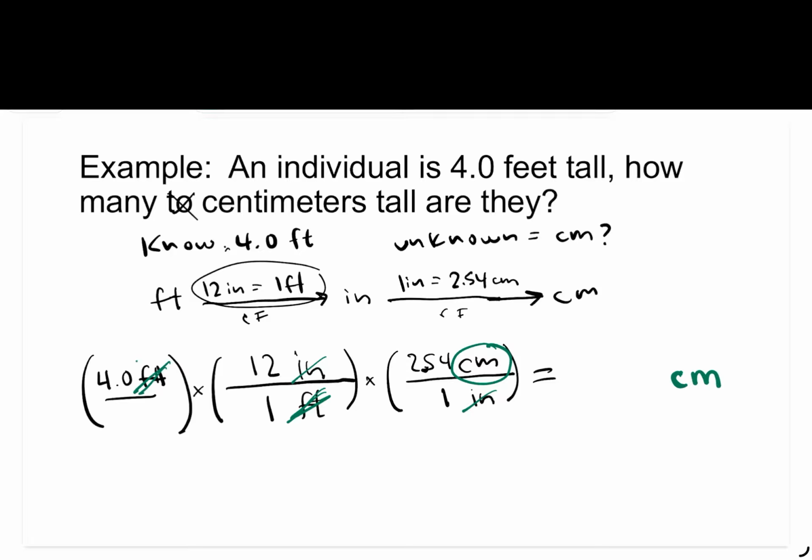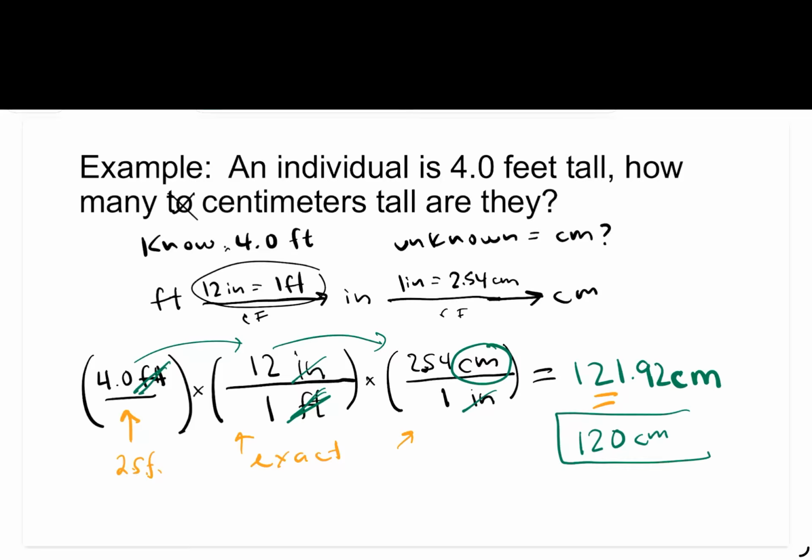So I'm going to say 4 times 12 times 2.54, and I get the answer 121.92 centimeters. And then I just have to look at the information to see how many significant figures I have. This number 4.0 has 2 sig figs. The conversion 12 inches to a foot is exact, and so is 2.54 centimeters per inch. So our answer is going to be limited to 2 significant figures, and I'm going to rewrite this as 120 centimeters. And that's using the significant figure chemistry perspective right there.